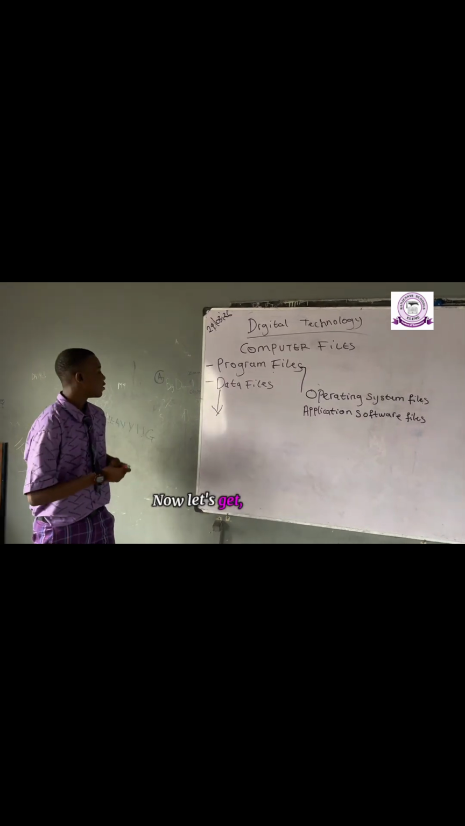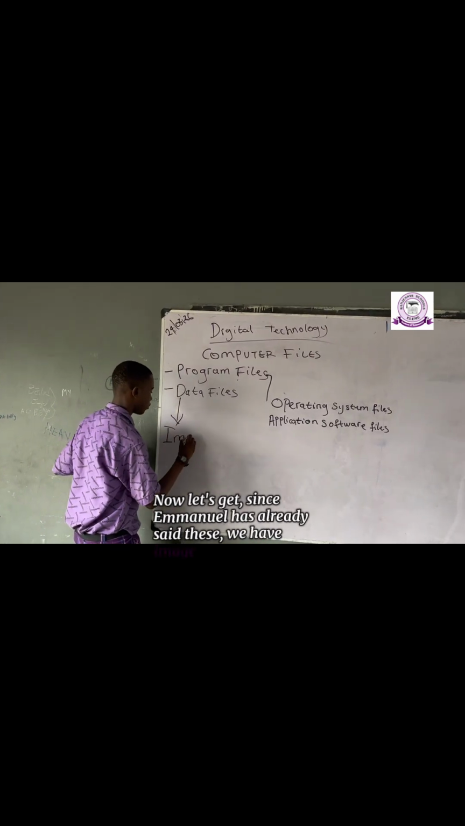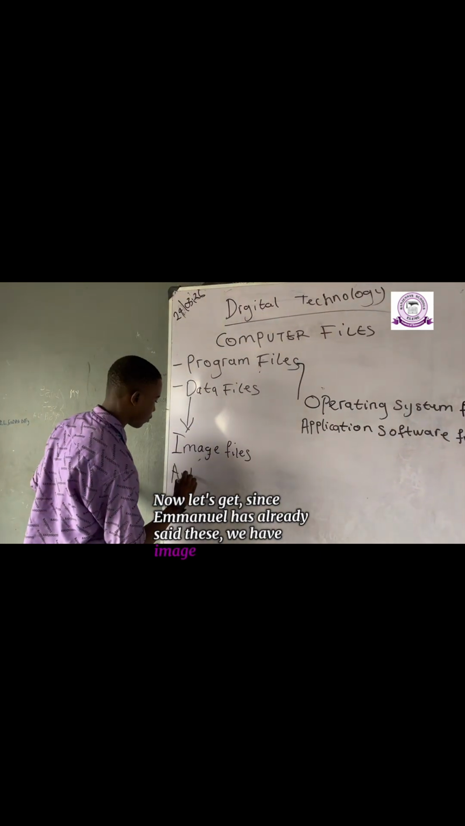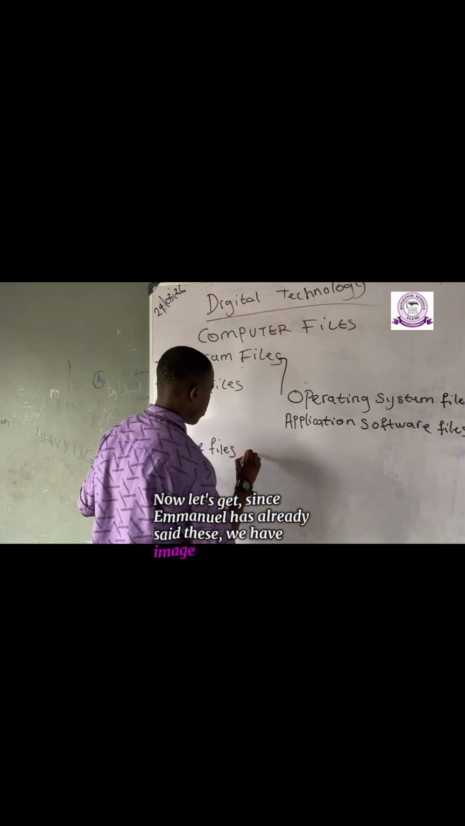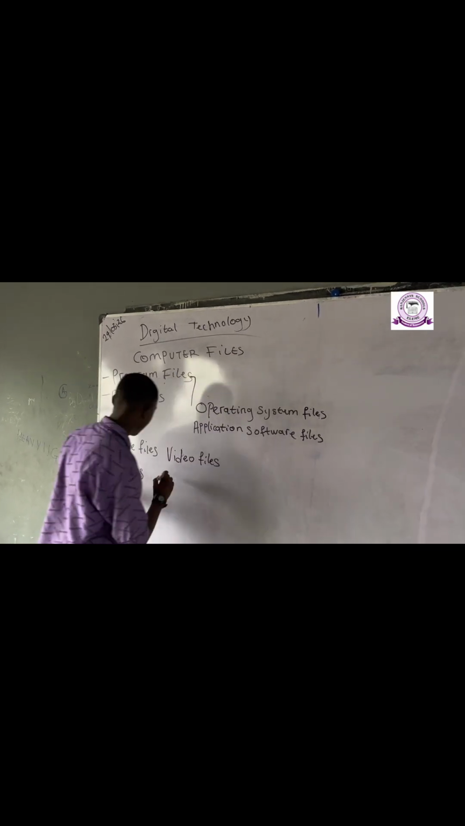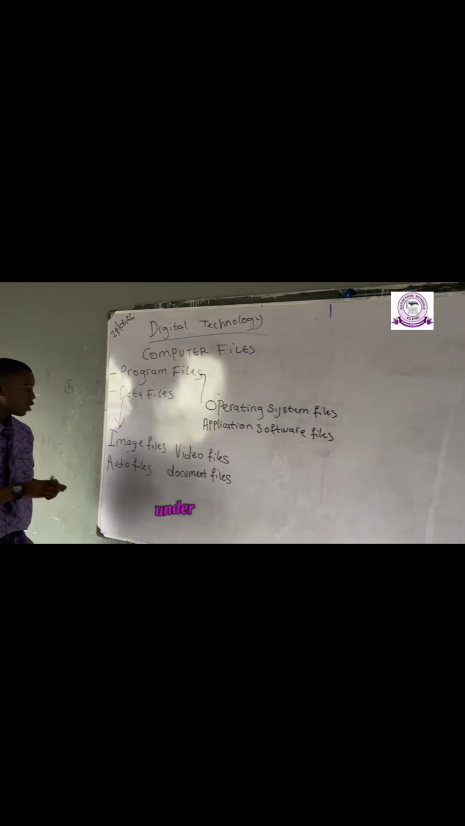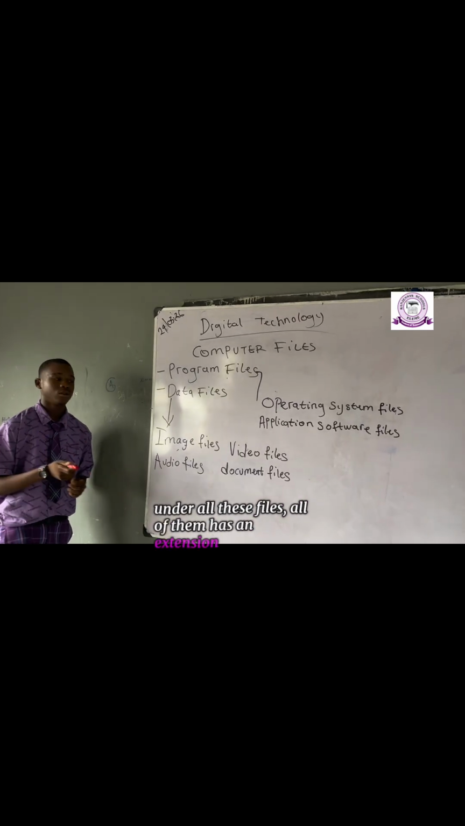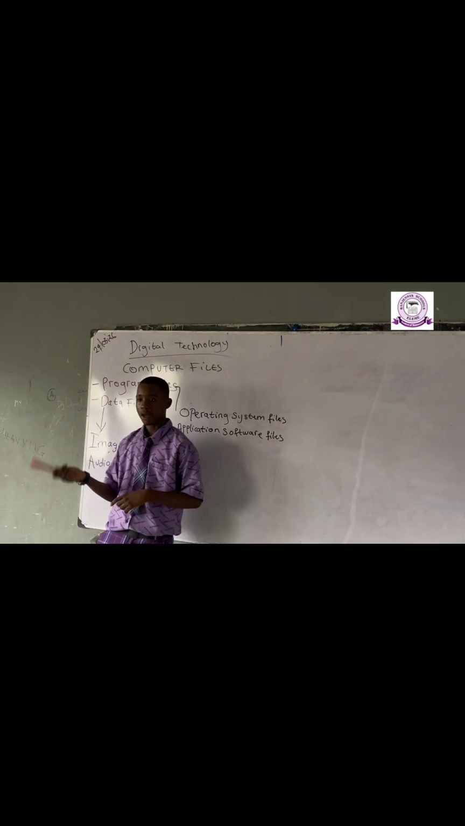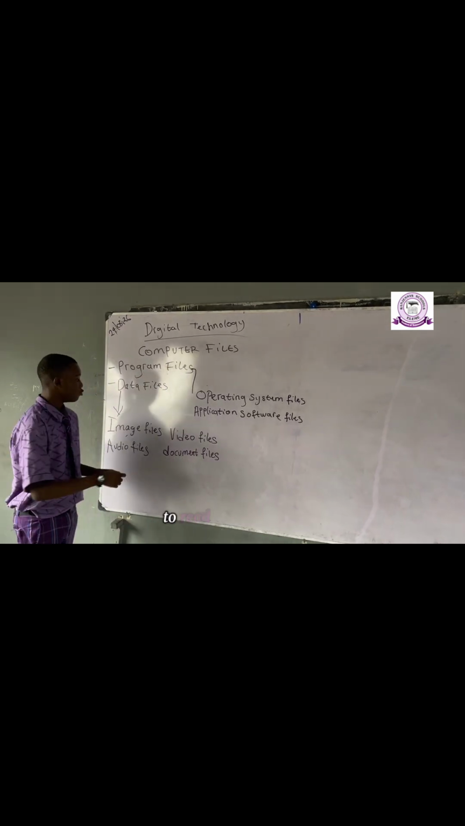Now, since Emmanuel already said it, we have image files, audio files, video files, and document files. Firstly, all of these files have an extension. An extension is what the computer uses to identify the file type and what type of program is going to be used to read these files.